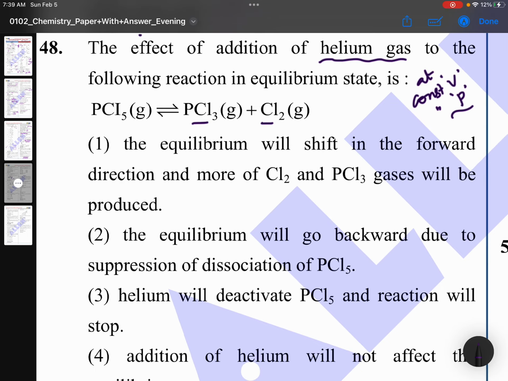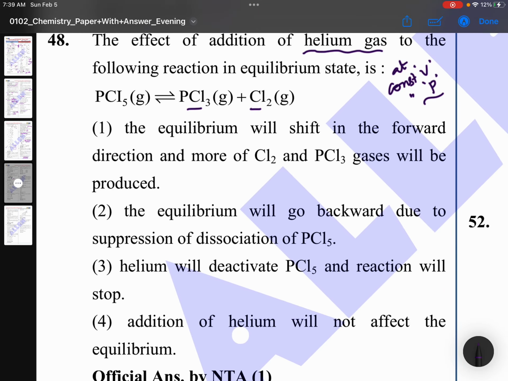Two chances will be there. This is at constant and this is at constant. Which constant? Pressure or volume? If the pressure is constant, I will give you the explanation. For example, some mixture is there, A gives rise to B, and you are adding some helium gas or noble gas. By adding this noble gas, definitely pressure increases.